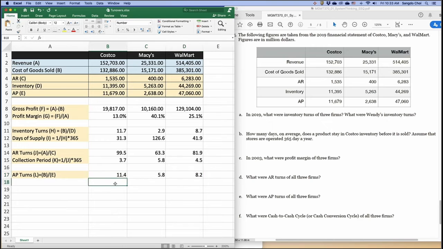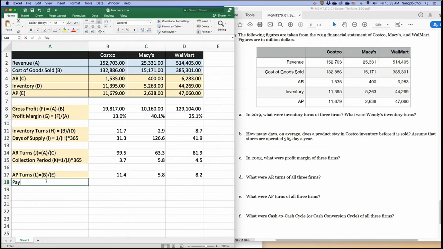Now AP turns, their payment cycle is almost 11, which means they pay almost every month. 5.8, almost 6 cycles, means they keep their money inside before they pay. Almost every other month they will pay.